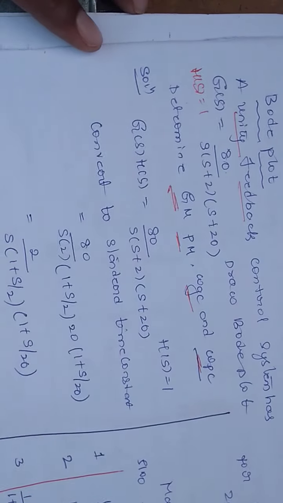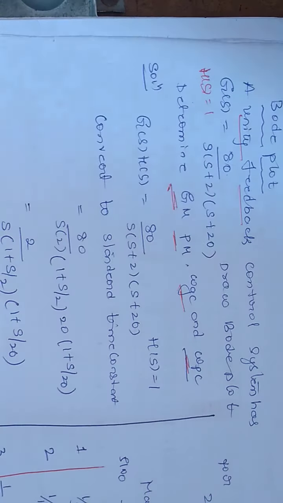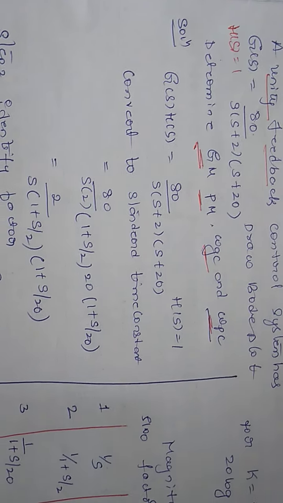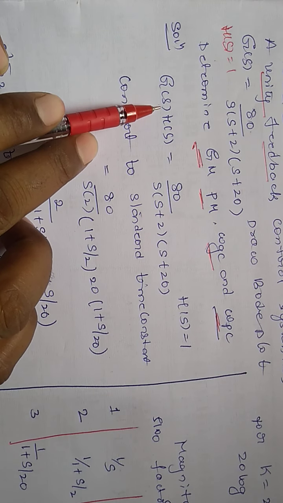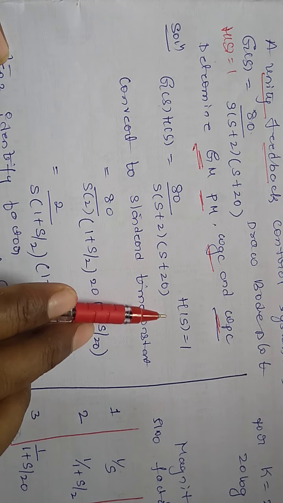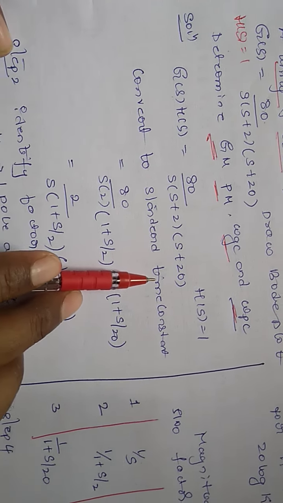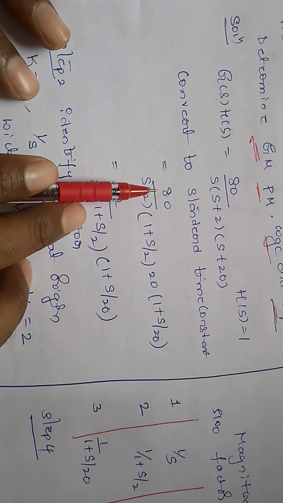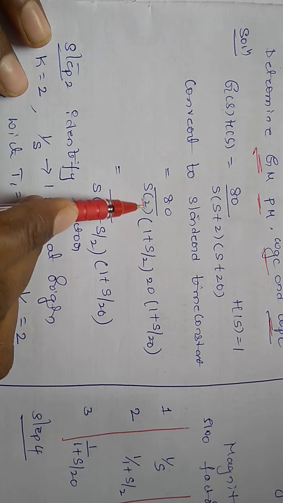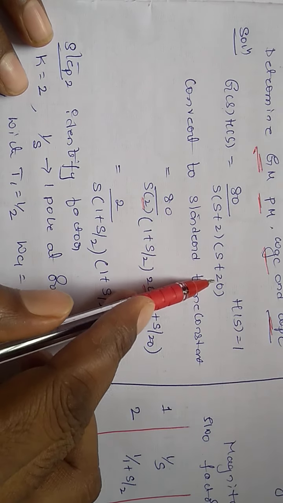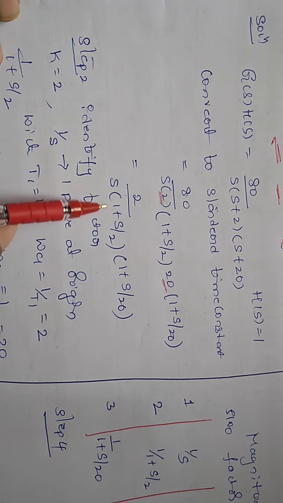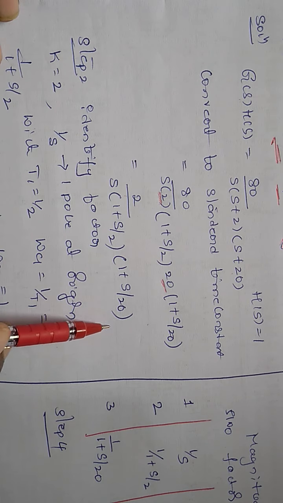So now we have to solve the problem. First we have to convert the given problem into standard time constant form. So let us rewrite the given G(s)H(s) as it is, 80 divided by s into (s plus 2) into (s plus 20). Then convert to standard time constant form. If I convert to standard time constant form, you will get 80 divided by, here take 2 as the common factor, and 20 as the common factor from the second term. So you will get 2 divided by s into (1 plus s by 2) into (1 plus s by 20).